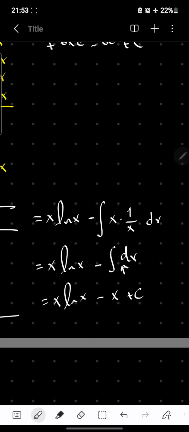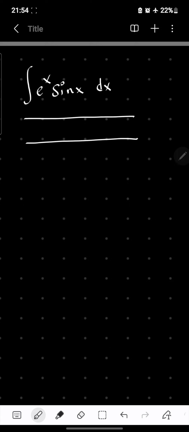Okay, let's take another example. If we have this one, the integral of e power x sine x dx. Here we have two functions, one to be integrated and another to be differentiated. Let's see.